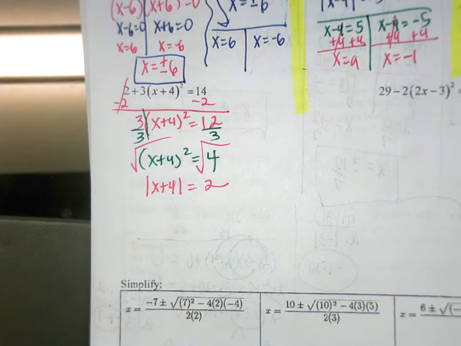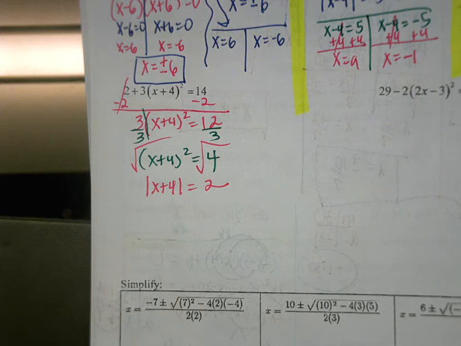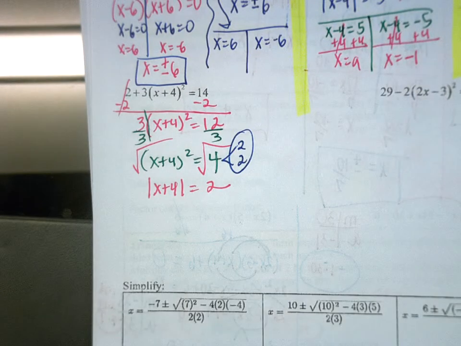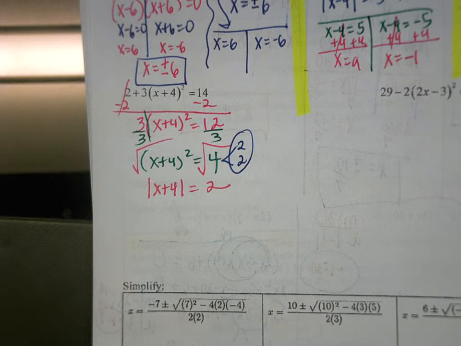Does everybody understand how we got 2? We didn't really talk through that, but I got 2 because 4 is actually 2 times 2, and when you're taking the square root, you have a pair of numbers, and that pair comes out as one answer, right? Okay, who knows my next step now?